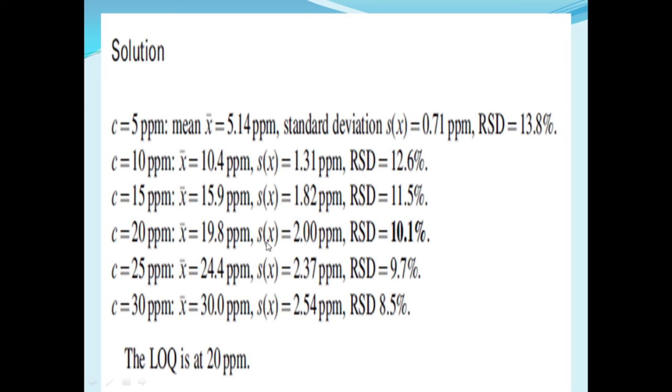Here, for concentration 20 ppm, the standard deviation is 2 ppm, and the arithmetic mean is 19.8 ppm, with a relative standard deviation of 10.1. Therefore, the limit of quantification is 20 ppm. Next point, recovery.